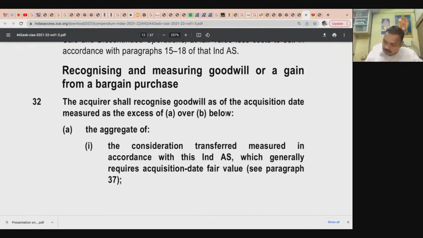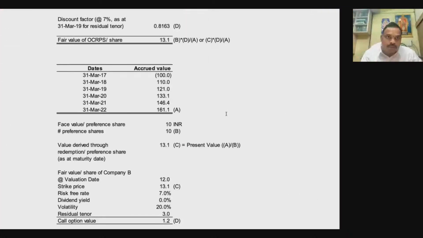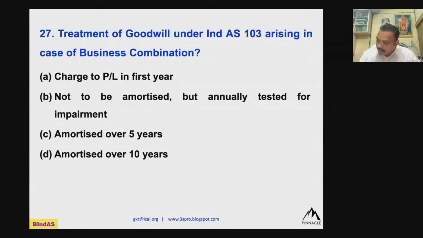The treatment of goodwill and bargain purchase is not discussed in 103. It is actually discussed in 110. See, when you consolidate, what will you do with goodwill? Goodwill cannot be amortized. Goodwill has to be recognized, but it cannot be amortized. So come to this paragraph.